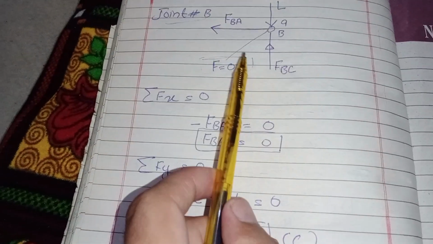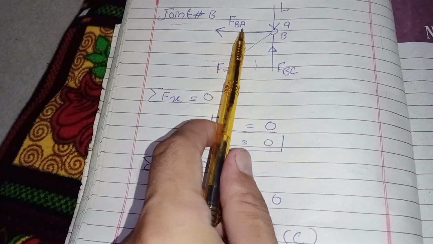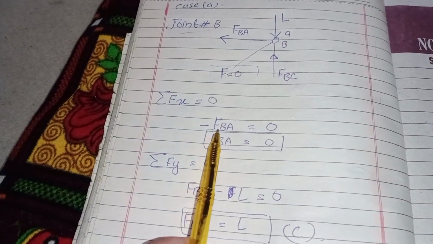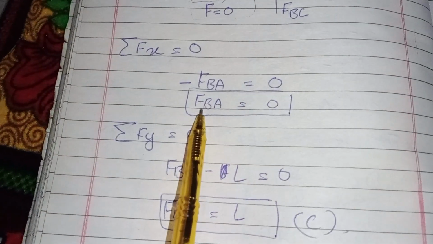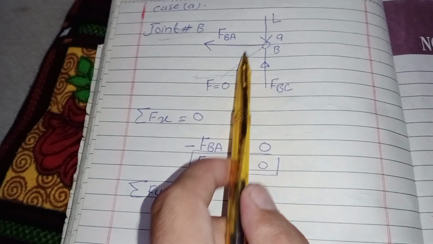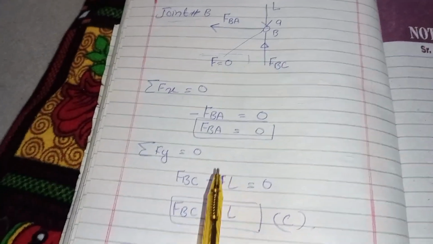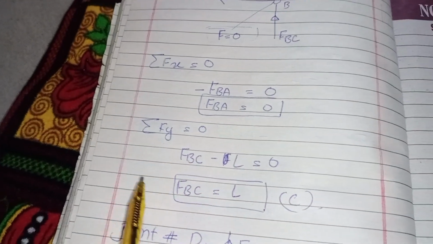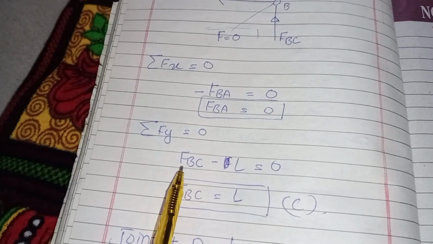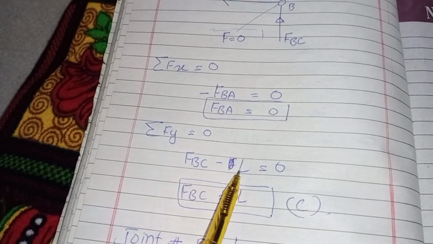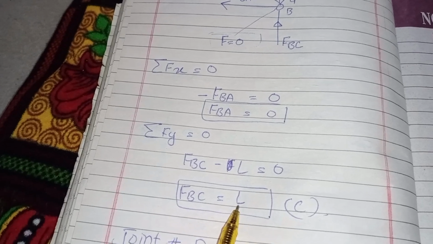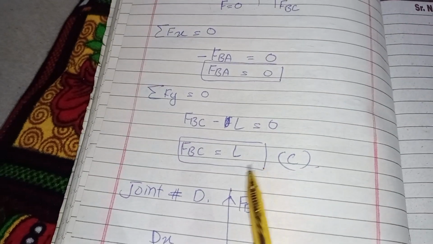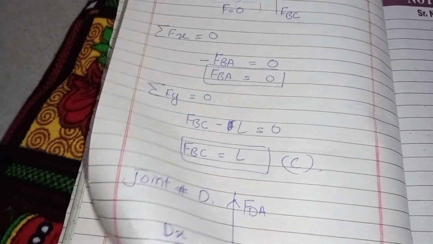So there is only one force, a horizontal force, FBA equal to 0. So negative FBA equal to 0. So there will be no force in member BA in case A. Okay, so summation of all vertical forces equal to 0. So FBC negative L equal to 0. So FBC will equal L. Okay, there will be a force of L in member BC.